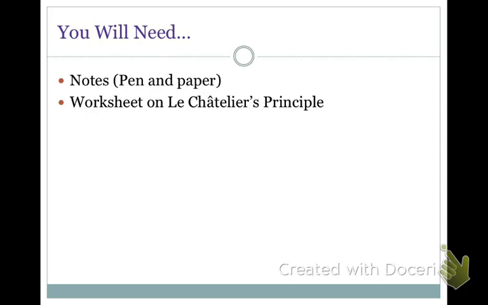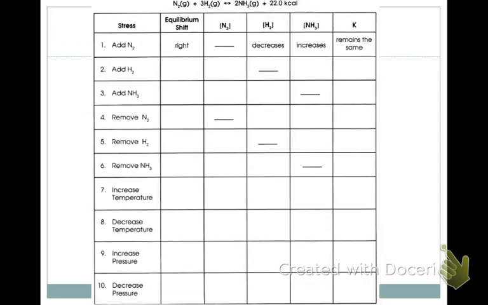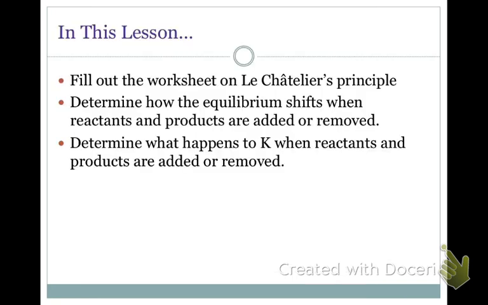You'll need your notes and the worksheet on Le Chatelier's principle, which is probably in your packet. And this is kind of what it looks like. So if you don't have that worksheet, just go ahead and quickly jot this down to make sure that you have it, because that's what we're going to be doing this entire video. We're going to be filling out the worksheet on Le Chatelier's principle and determine how the equilibrium shifts when we remove some reactants or products, or if we add some, and what happens to the K value.